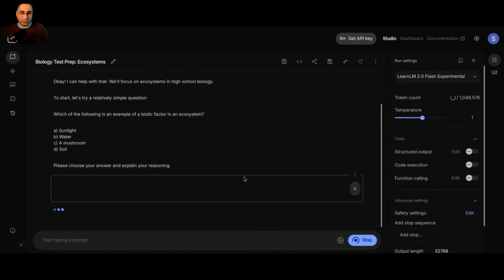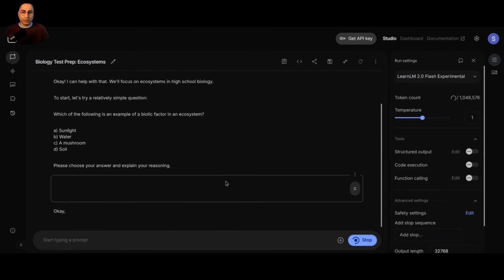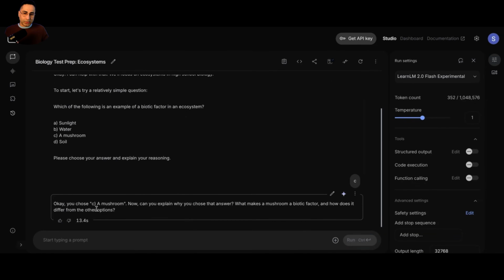To be honest, I don't know the answer to this question, but let's see how it behaves. So it's thinking and coming up with the reasoning on what is the best way to go ahead and explain to the user. So it's saying, okay, you chose mushroom. Now, can you explain why you chose mushroom? What makes a mushroom a biotic factor and how does it differ from other options?